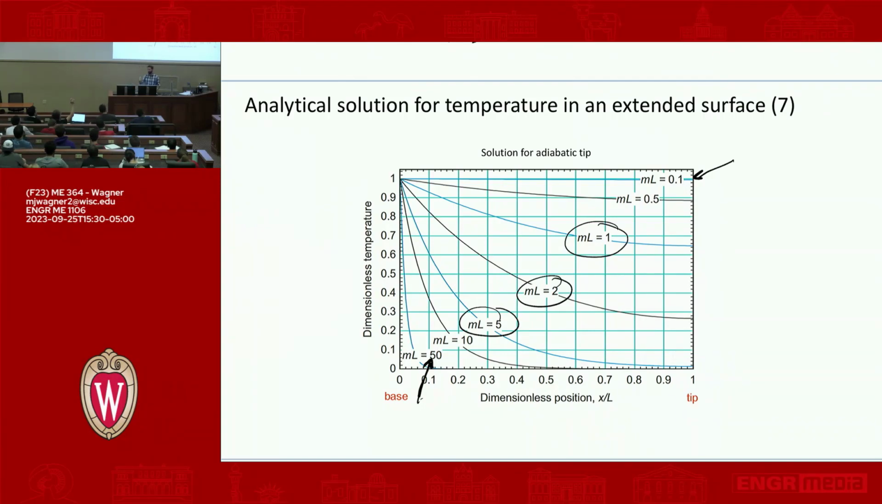Let's leave it there. Question. When you mean dimensionless temperature, is that the current temperature over the surrounding temperature? Yes, it's the temperature at some position x, normalized by this other temperature difference.